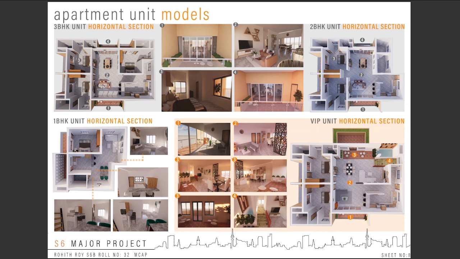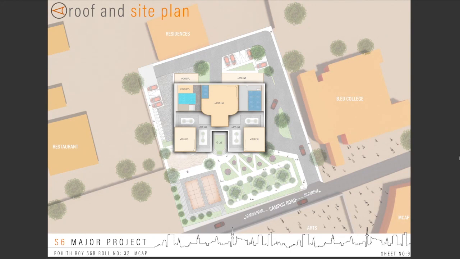Here we can observe the 3D model views of typical room units. The views of major spaces like balconies, bedrooms, living area, etc. can be seen here. The abundance of natural lighting can be observed in each and every one. Here we can observe the roof plan of the structure along with the site and site context. As we can see, the site is surrounded by campuses, residences and commercial buildings, creating a busy nature.